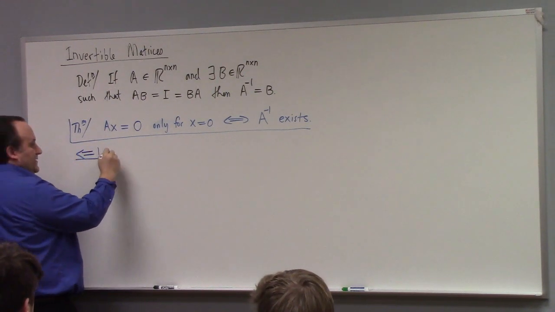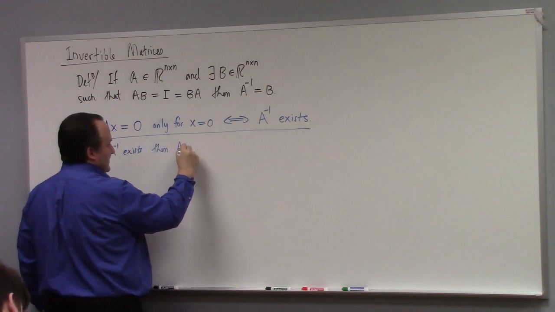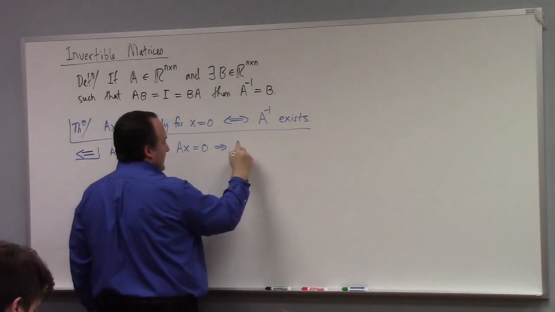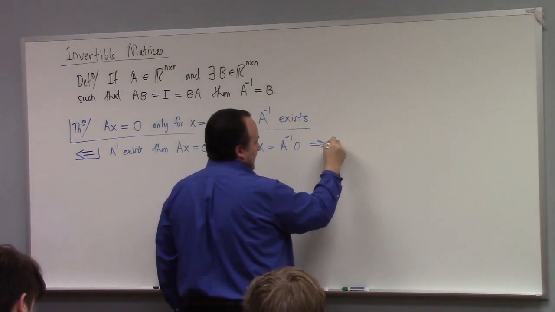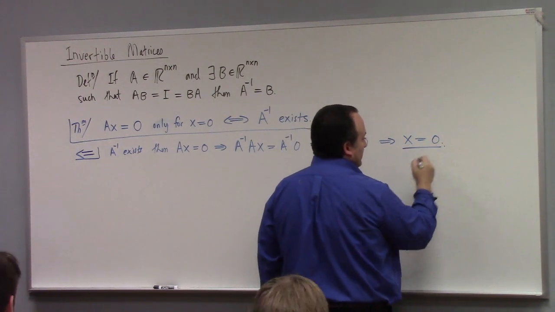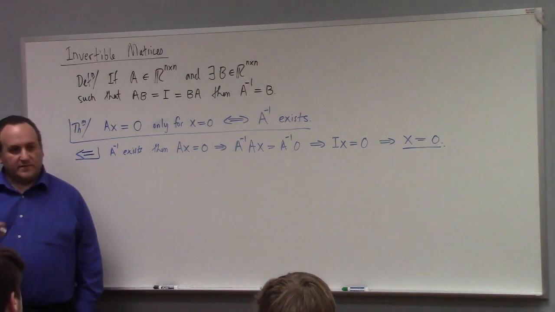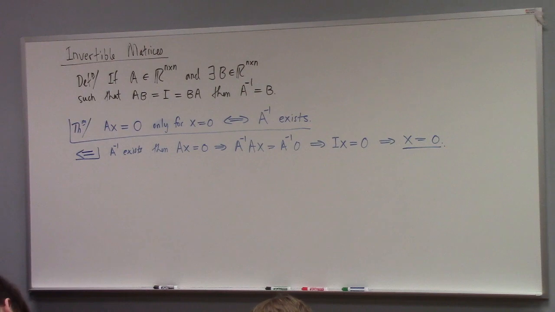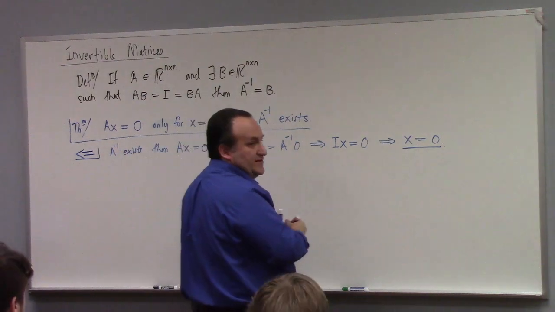Here's how that goes. If A inverse exists, then AX equals 0 implies A inverse AX equals A inverse times 0, which implies that the identity times x is equal to 0, which implies that x is equal to 0. So there you go. The only solution to the homogeneous equation is the 0 solution. If the inverse exists, that is a necessary consequence. All right? By the way, we have an immediate corollary to this. What I just wrote in blue, we can immediately extract from that a corollary.